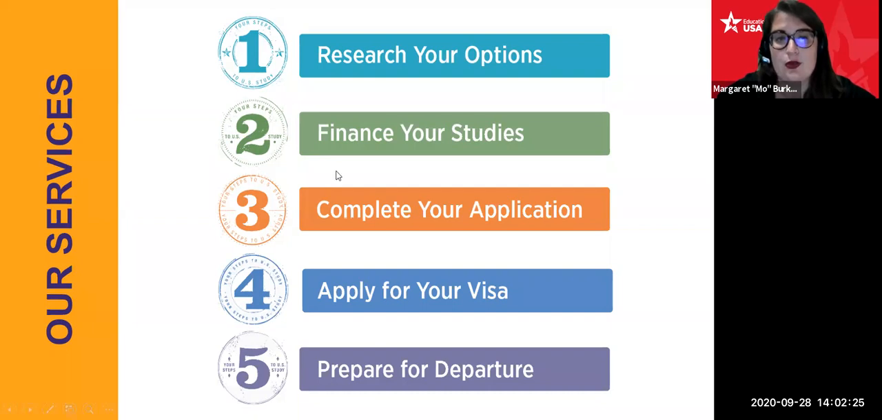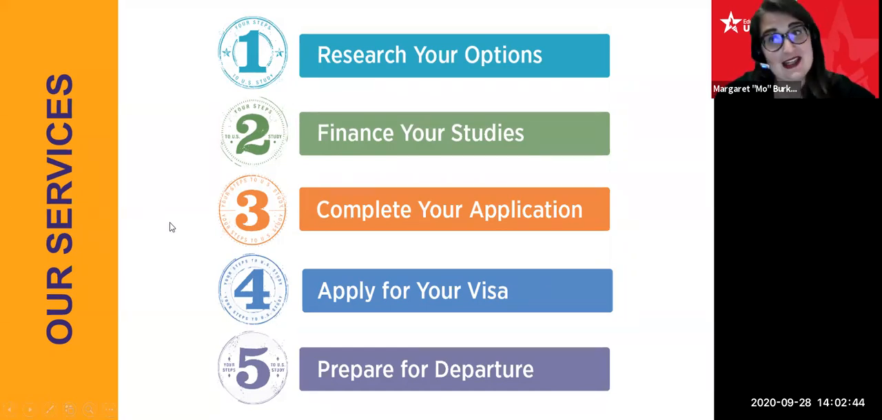And step 3 is actually applying to U.S. universities and colleges, which this webinar is part of step 3 because the Common App is a common platform used by many U.S. universities and colleges, and students often have lots of questions. And step 4 would be, we explain how to apply for your visa once you have been admitted to an accredited U.S. university or college.